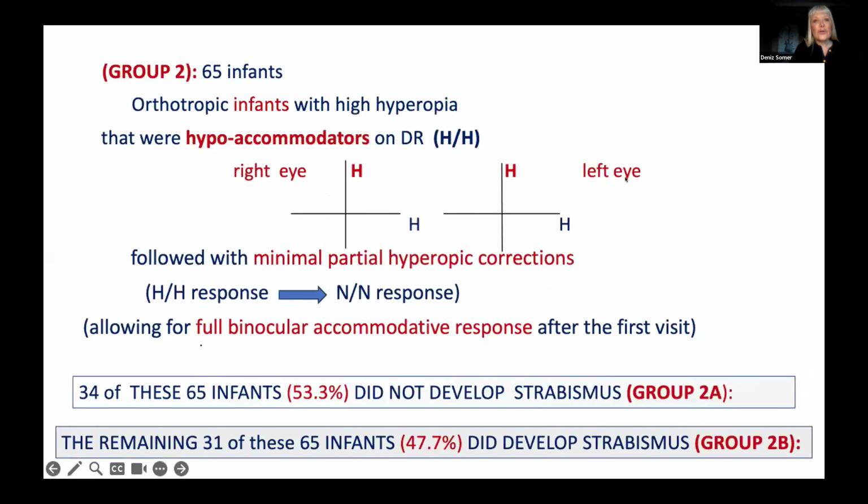Group 2 consisted of infants with high hyperopia that were hypoaccommodators. These were followed with minimal partial hyperopic corrections. And 34 of these 65 infants did not develop strabismus, which constituted group 2A. The remaining 31 of these 65 infants did develop strabismus, which constituted group 2B.